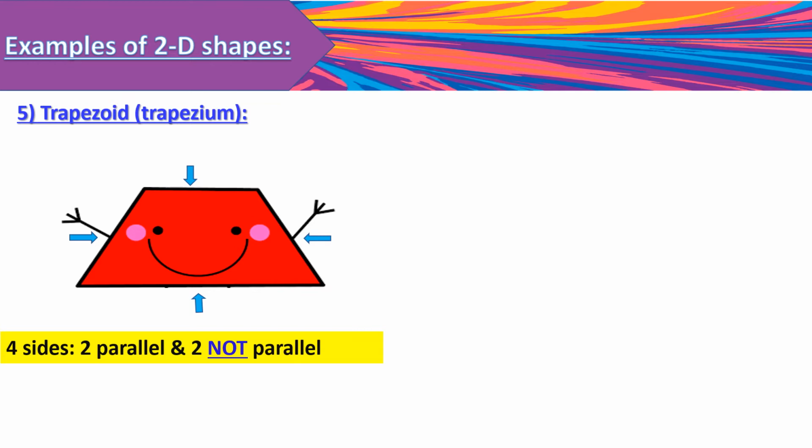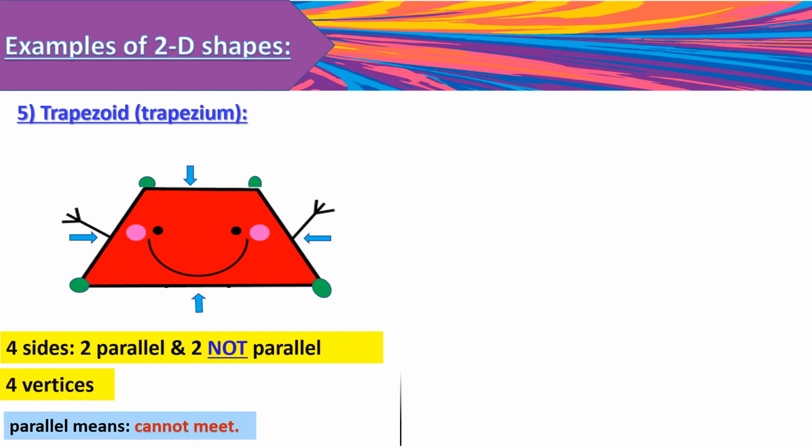What is the meaning of parallel? Parallel means cannot meet. We have here two sides that cannot meet, however long they move on. If they move along, they never meet. And we have two sides that, if they move along, can meet each other. So it has two parallel and two that are not parallel. How many vertices? 4 vertices.